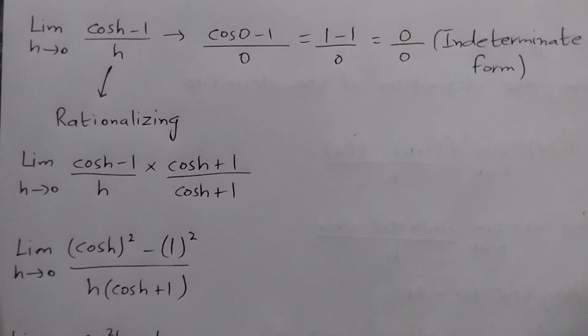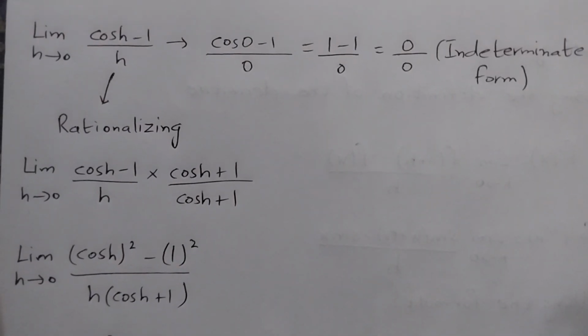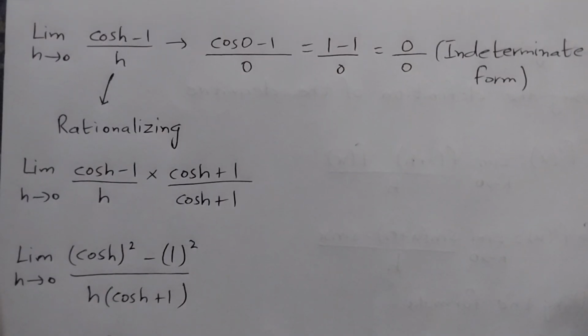So we have to find the limit of (cos h minus 1) over h, as h approaches 0. Firstly, we try putting 0 in this expression. If we put 0, we get (cos 0 minus 1) over 0. Cos 0 is simply 1, so 1 minus 1 is 0, and in the denominator we already have 0. So we are getting the 0 over 0 form, which is an indeterminate form. It is not equal to any value. So we need to get rid of this 0 by 0 form in order to find this limit.